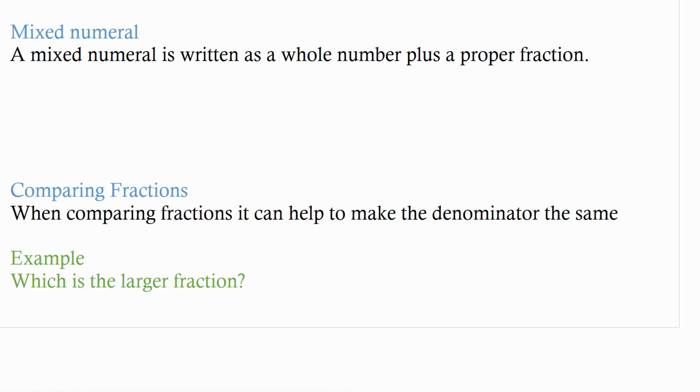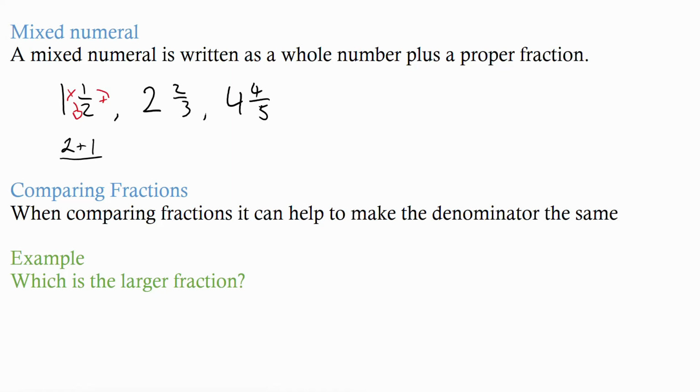A mixed numeral. This is where there's a whole number plus a fraction. So 1.5 would be a mixed numeral. 2 2/3. 4 and 4 over 5. Those are mixed numerals. Okay, now sometimes it's good to know how to actually convert that to an improper fraction. All you need to do is multiply the number at the front with the bottom, and then add it to the top. So 1 times 2 is 2. So now we have 2 plus our 1 on the top over that. So 3 over 2. So 1.5 is the same as 3 over 2.